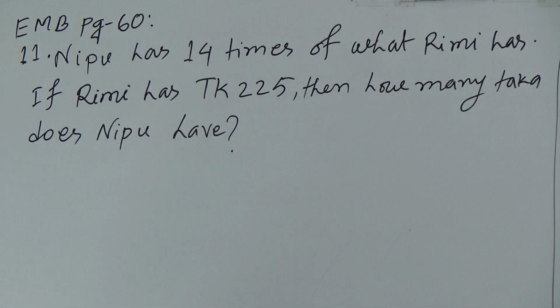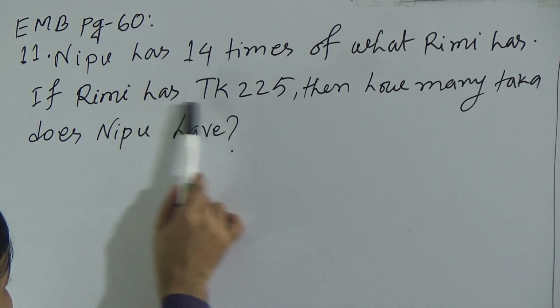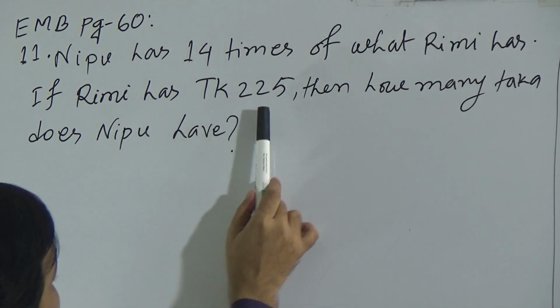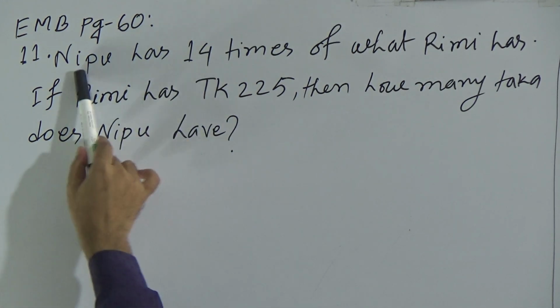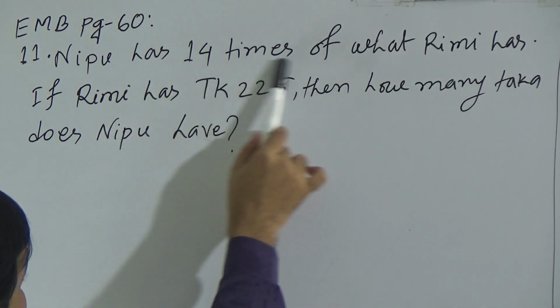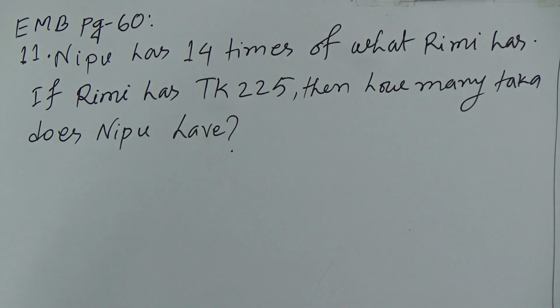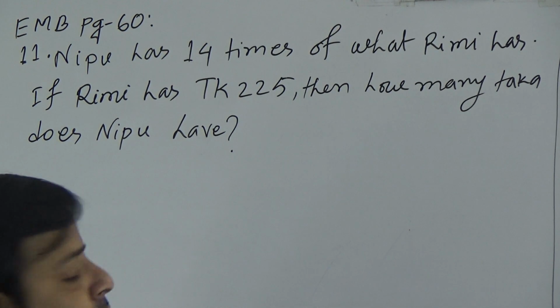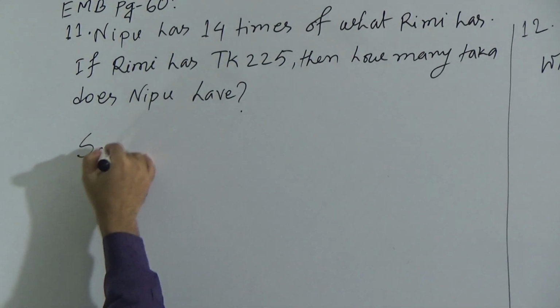Dear students, the money of Rimi is given, that is taka 225, and a condition is given. Nipu has 14 times of what Rimi has. This condition means that if we multiply the money of Rimi by 14, we will get the money of Nipu. So we can solve this now. Solution.